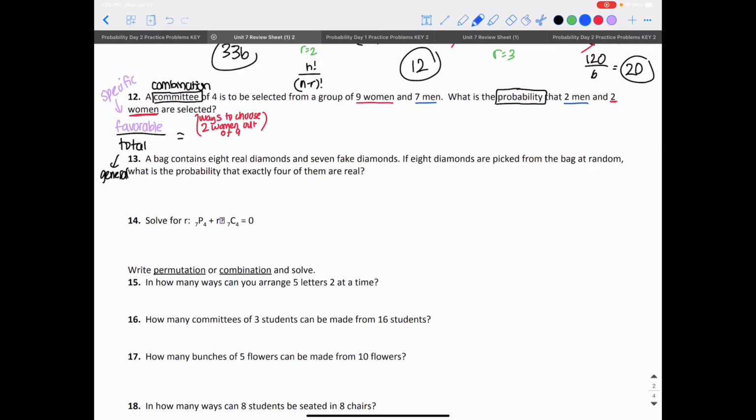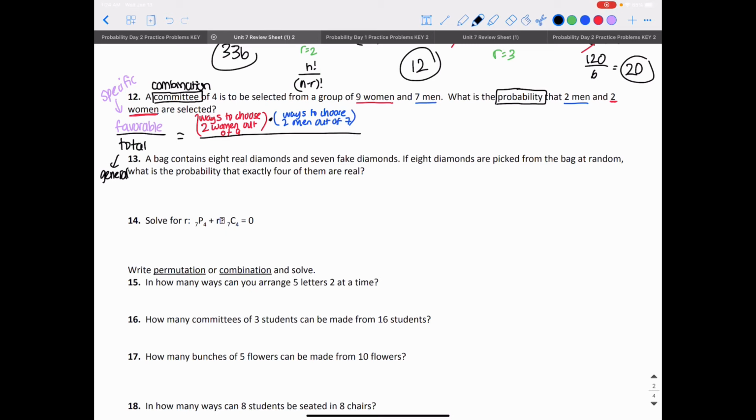The second thing I want is ways to choose 2 men out of 7. Those are my favorable things. I'm going to multiply them together to get the group of both of them together, so the 2 women and 2 men together in the committee.